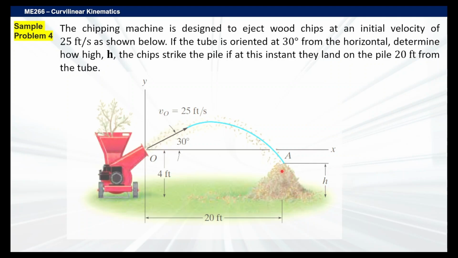And this is the pile of wood chips here, at height h. We're given the range of 20 feet. So the pile from the wood chipper, the chipping machine. Basically, this chipping machine is designed to eject wood chips at 25 feet per second initial velocity, and again, it's oriented at 30 degrees from the horizontal. And we're here to determine how high h is. Basically, the chips strike the pile if at this instant they land on the pile at 20 feet from the tube. Okay, so let's solve this one by one lang.